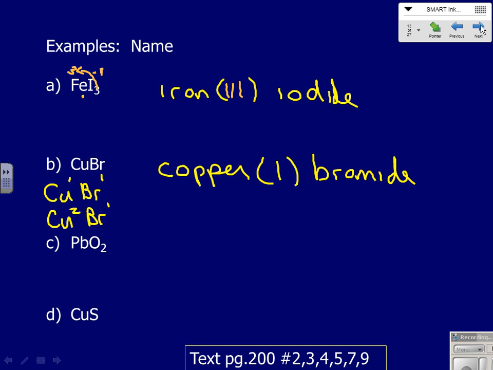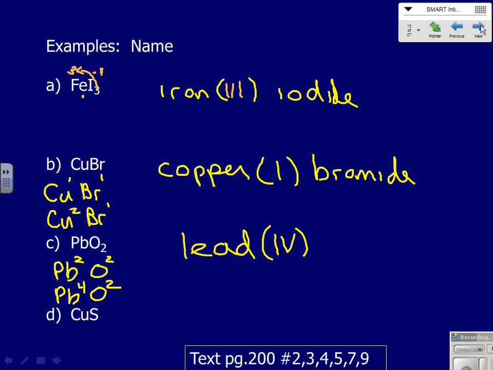So let's think it through. What are my options for lead? Yep, 2 and 4. Oxygen is 2. So I've got something like this: lead 2, oxygen 2, or lead 4, oxygen 2. Which one results in the proper formula that you see? Yeah, it's lead 4. Now we don't write oxygen 2, we write oxide. So lead 4 oxide is what it is. Lead 4 oxide. Okay?